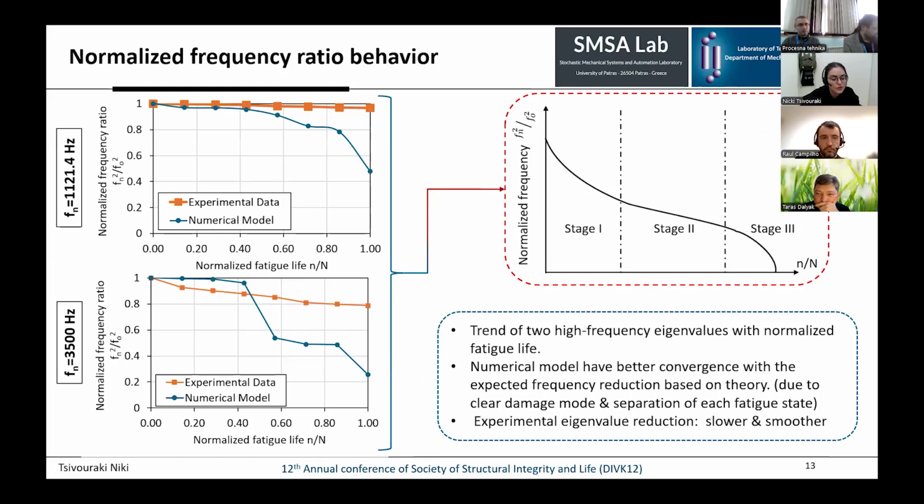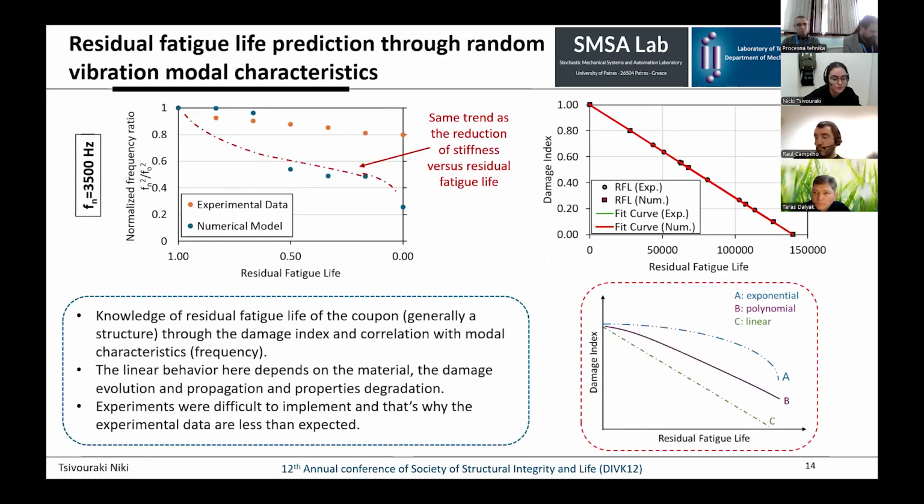In this slide, two diagrams on the left side show the decreasing trend of two eigenvalues with the normalized fatigue life, both experimentally and numerically. Numerical models have better convergence with the expected frequency reduction based on theory, due to the clear damage mode and separation of each fatigue state from one another. Experimental eigenvalue reduction is observed to be slower and smoother compared to the numerical one.